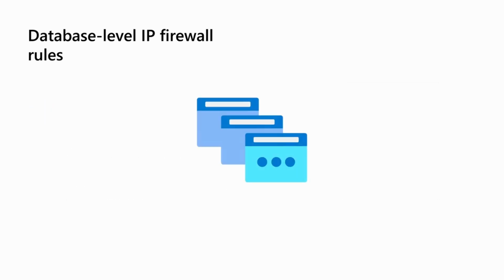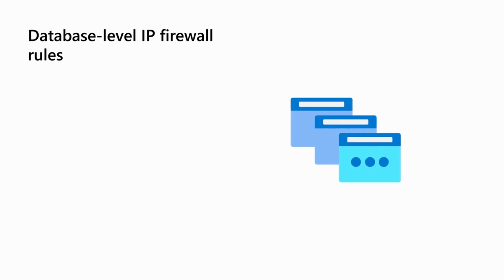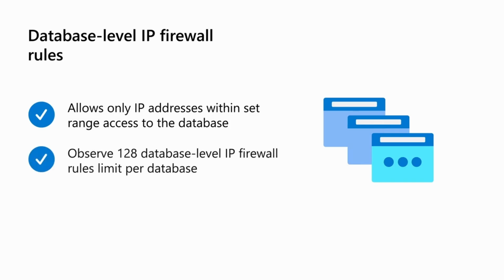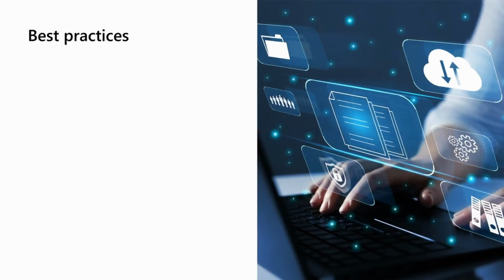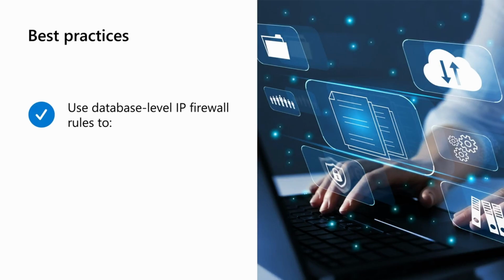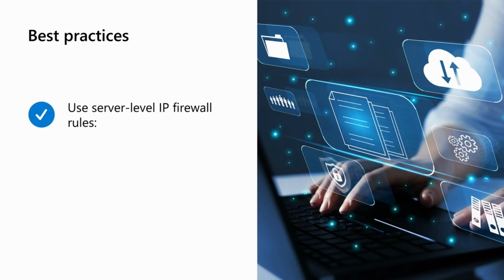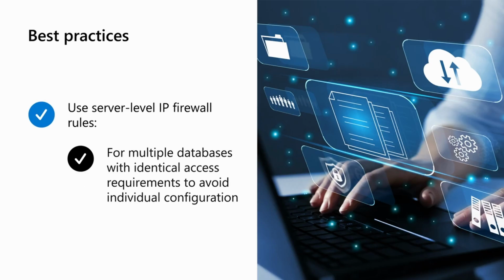Suppose an IP address range in the database-level IP firewall rule is outside the range specified in the server-level IP firewall rule. In that case, only clients with IP addresses in the database-level range can access the database. You can't exceed the 128 database-level IP firewall rules limit per database. Best practices suggest using database-level IP firewall rules to boost security and increase your database's portability whenever possible. If you have multiple databases with identical access requirements, use server-level IP firewall rules for administrators to avoid configuring each database individually.